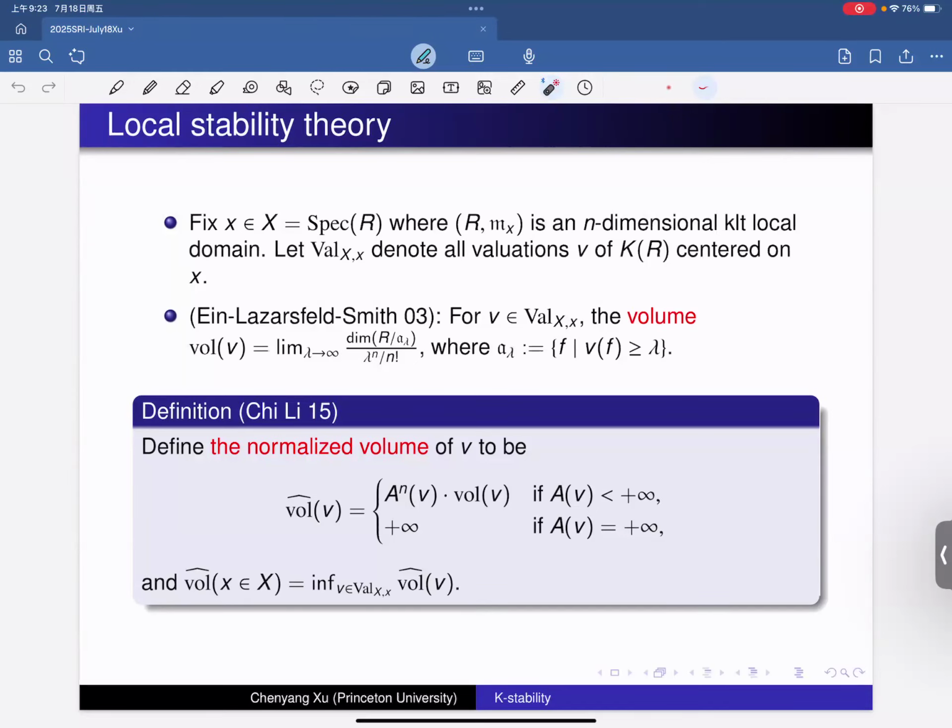So basically, we define the normalized volume to be this gadget. Here we scale this volume by the nth power of the log discrepancy. As I already mentioned before, the log discrepancy was originally defined for divisors, but you can extend it to the space of all valuations lower semi-continuously. That was done by Jonsson and Mustata. And then I define the volume of the singularity as the infimum of all possible normalized volumes of valuations over this.